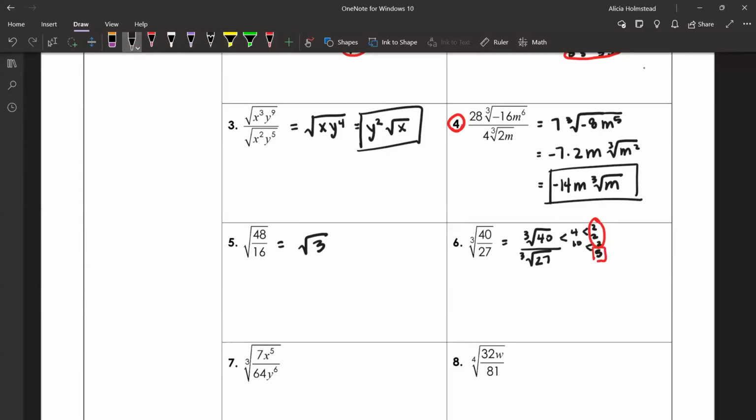So that numerator is going to become, we can pull a 2 out, and then it'll be the cube root of 5. And then on the bottom, I'm pretty sure 27 is 3 times 3 times 3, so the cube root of 27 just simplifies to 3. So sometimes what you'll have to do is break it down into two separate radicals and then simplify.